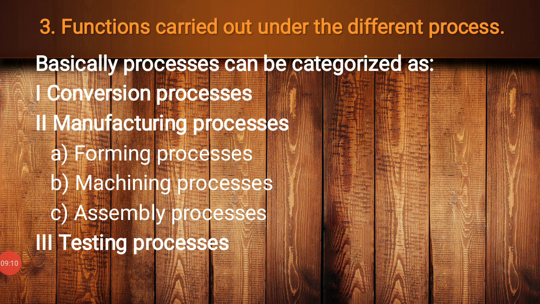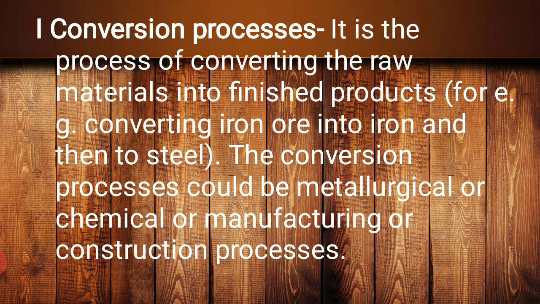If you just try to understand it, the names are self-explanatory. Suppose we say conversion process, then what is conversion? Conversion means to convert something, right? So it is the process of converting the raw materials into finished products. For example, converting iron ore into iron and then probably to steel. This conversion process can be metallurgical or chemical or manufacturing or construction processes. It depends.